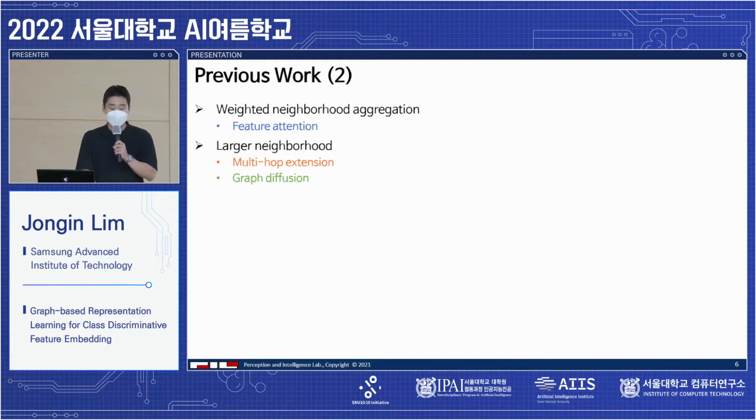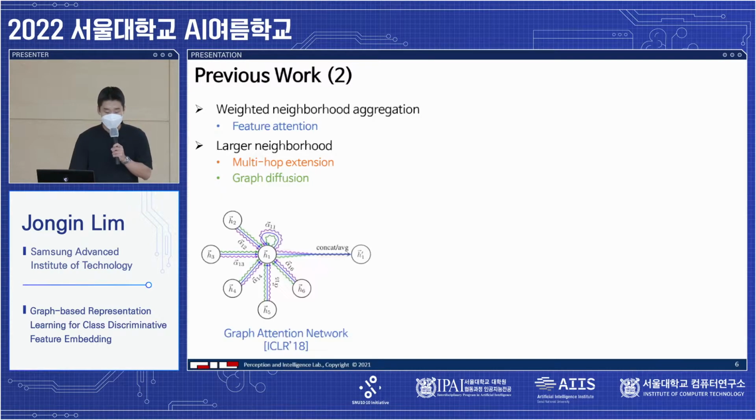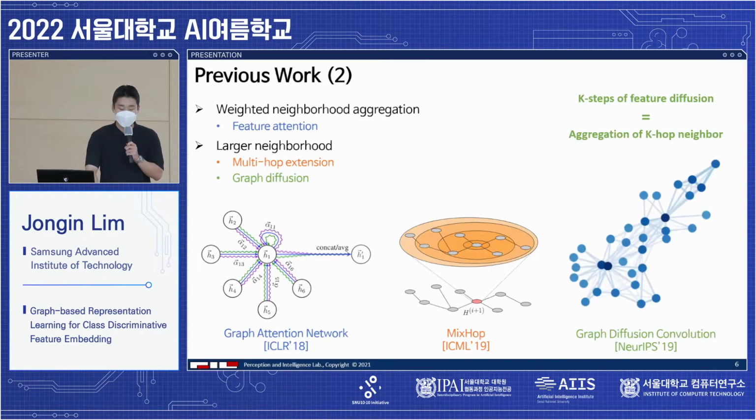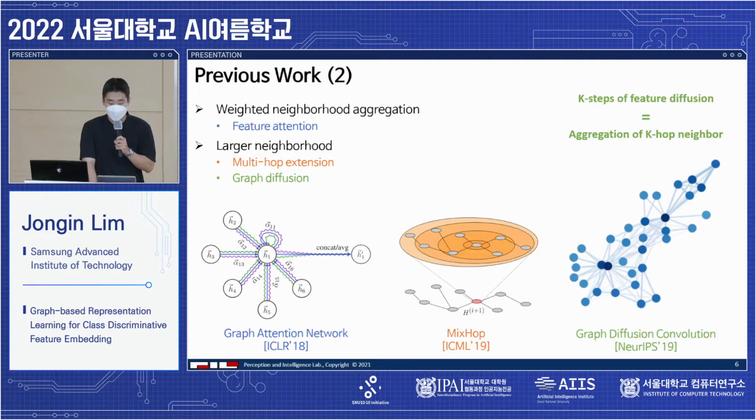These methods can be categorized into three groups. First, rather than simple averaging, several works have introduced weighted aggregation based on feature attention. On the other hand, some works have extended the range of aggregation to more distant nodes. And finally, recent works have utilized graph diffusion. Instead of feature aggregation, diffusion-based methods update node features by the diffusion process in the graph. Theoretically, k steps of feature diffusion means that features of up to k-hop neighbors are aggregated to each node.